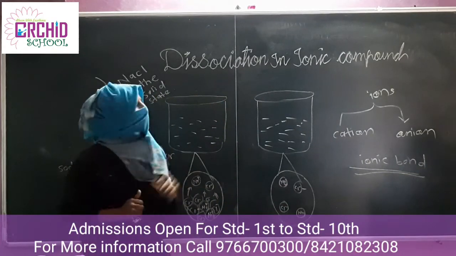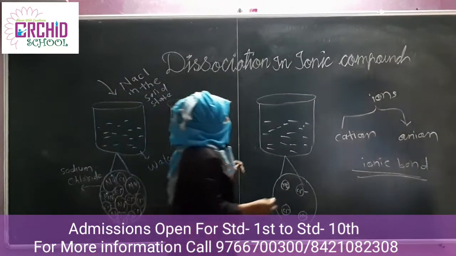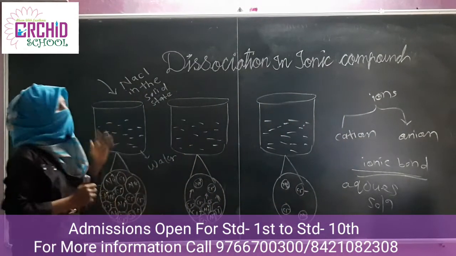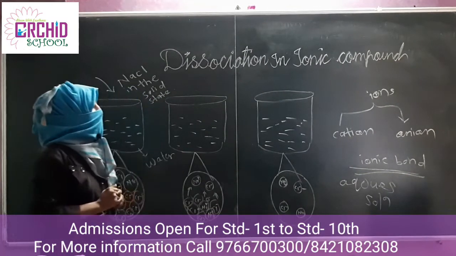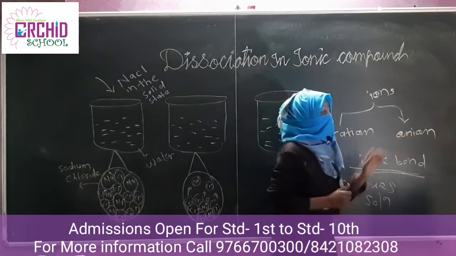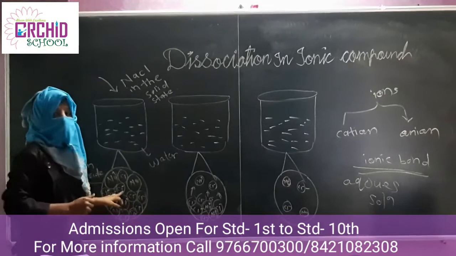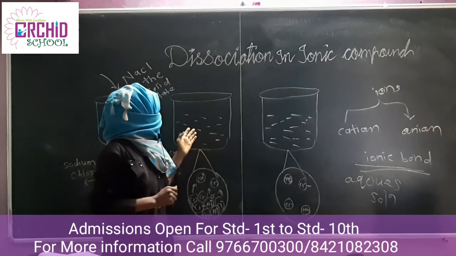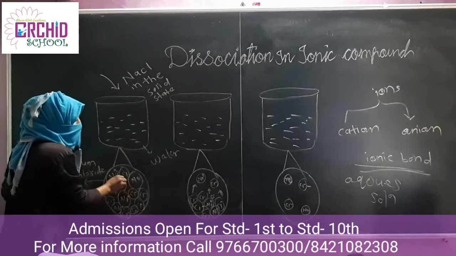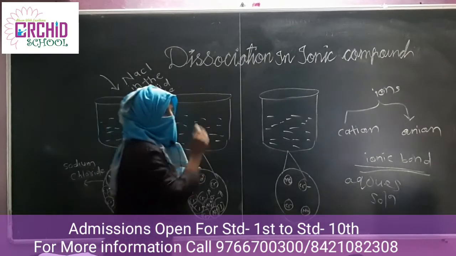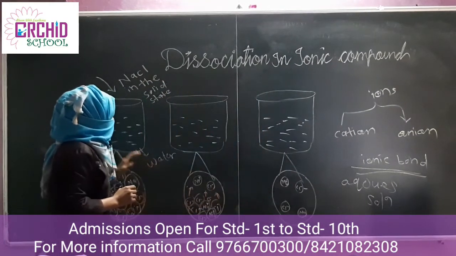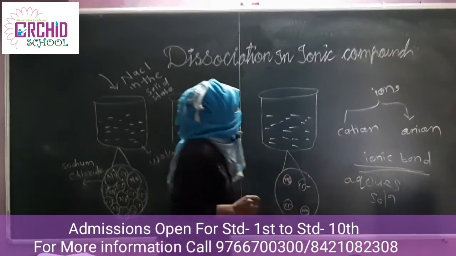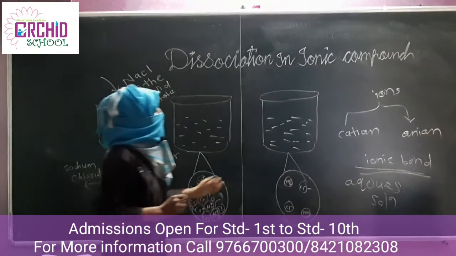In dissociation, when an ionic compound dissolves in water, it forms an aqueous solution. Initially, when the ionic compound is in the solid state, the oppositely charged ions, cations and anions, are sitting side by side. But when the ionic compound dissolves in water, the water molecules push themselves in between the ions and they get separated from each other. That is to say, an ionic compound can dissociate by forming an aqueous solution.